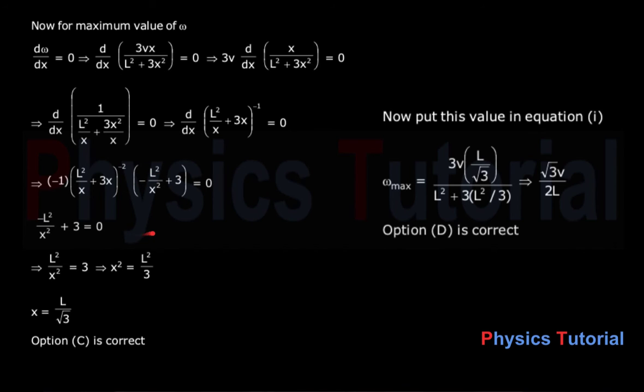So from here you can get the value of x equal to L by root 3. At this condition, the maxima occurs. So it means the maximum value of x will be L by root 3. That is also one of the options, and C option is correct from here.